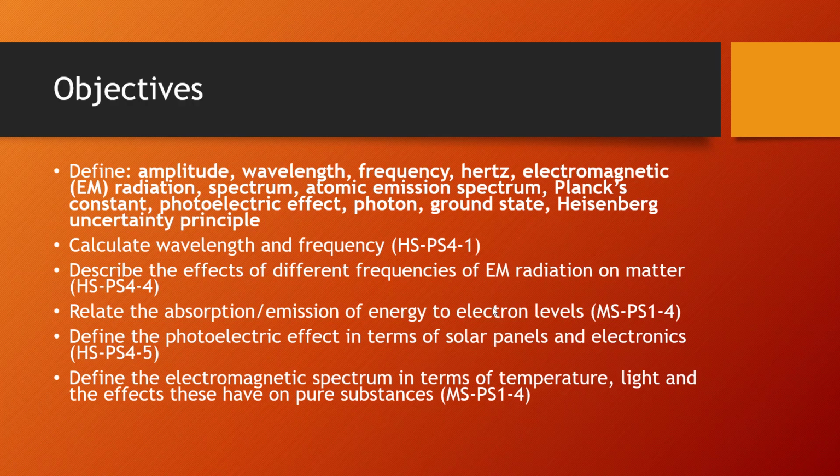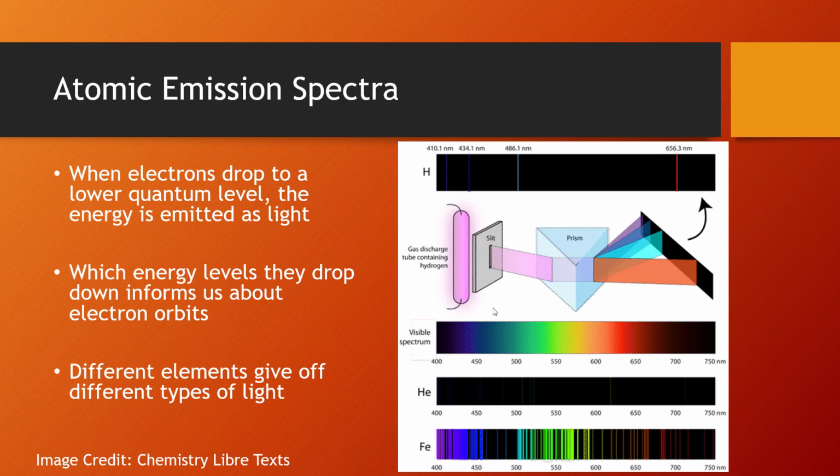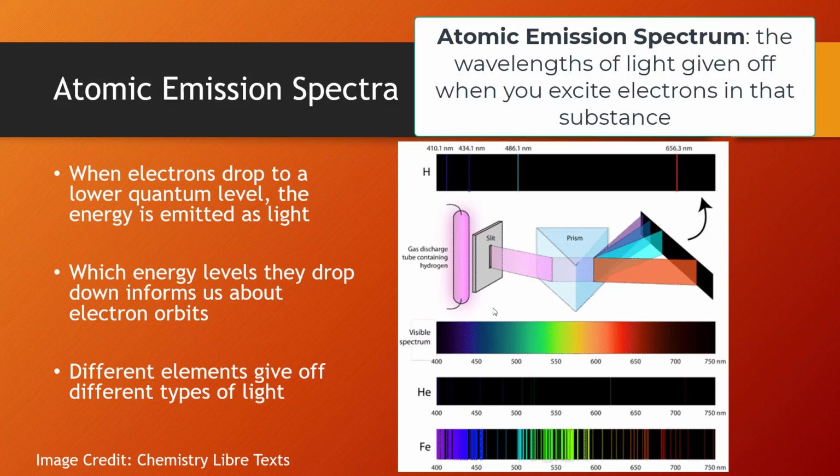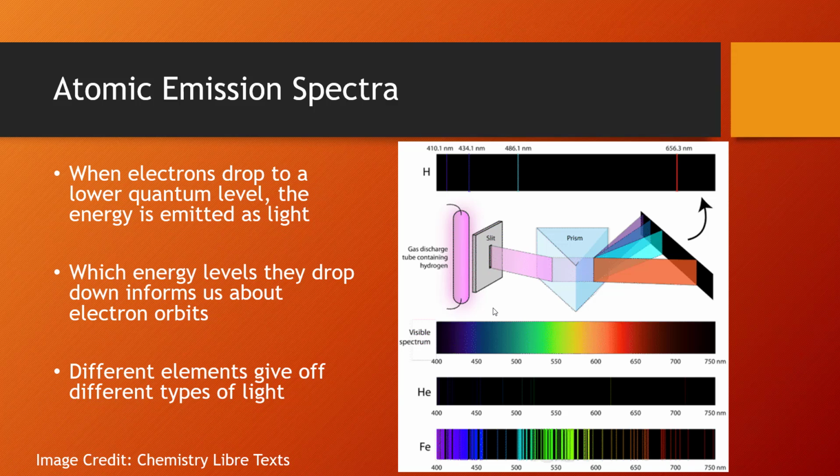solar panels and electronics. An atomic emission spectrum is when you pass electricity through a gaseous substance and you get visible wavelengths of light out of it. This will be different for each substance, and that is the atomic emission spectrum of that substance. What's really happening here is you're exciting electrons and they drop to a lower quantum level.